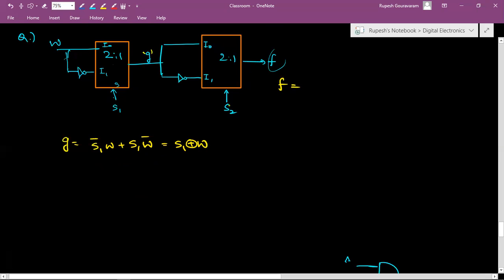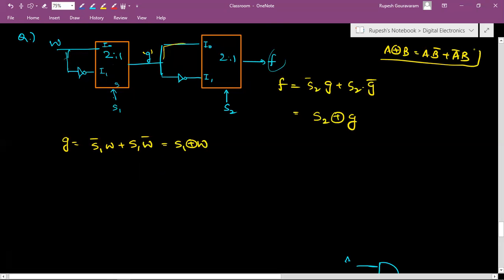Now coming to f. f is s2 dash into g plus s2 into g dash. Okay, that is s2 XOR with g. If you don't know what XOR is, a XOR b is ab bar plus a bar b. This particular XOR gate principle is used here. So s2 XOR with g.